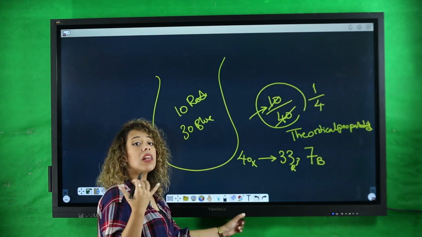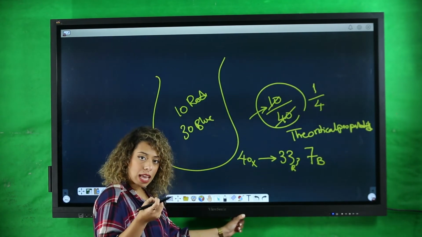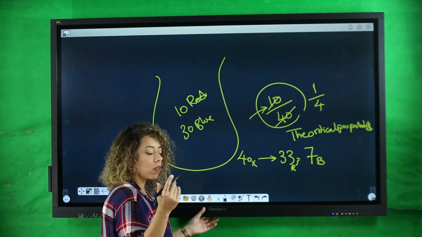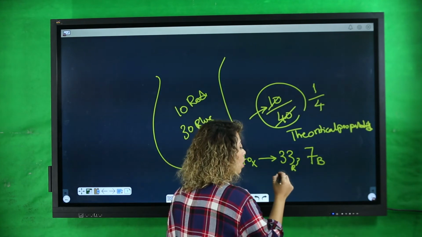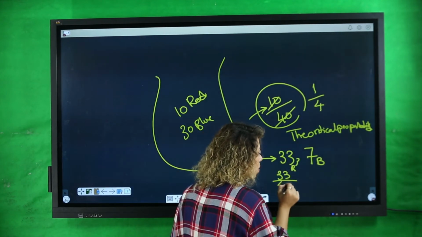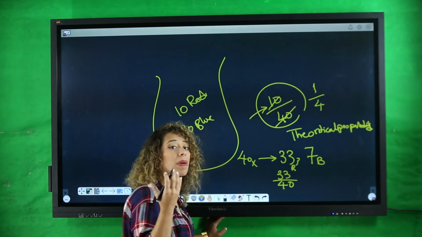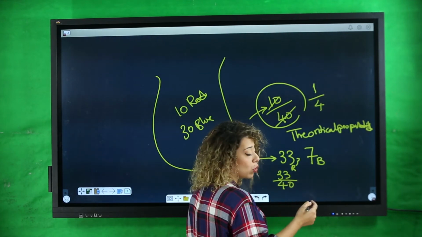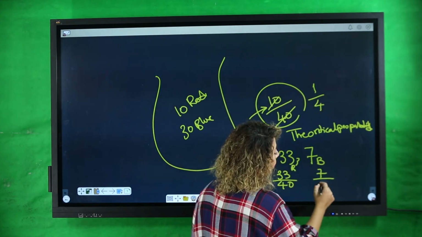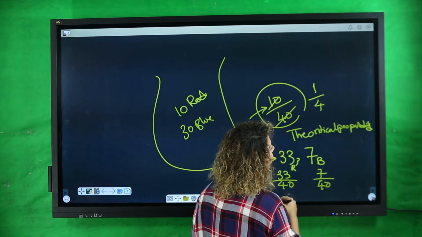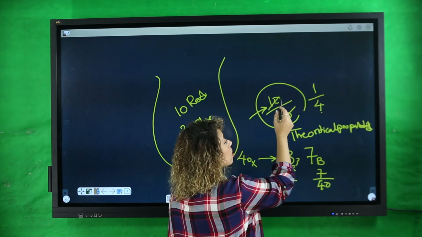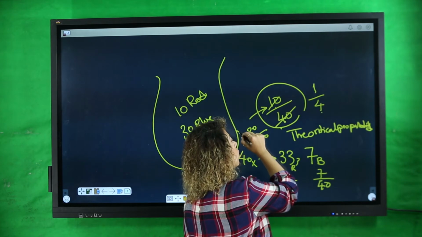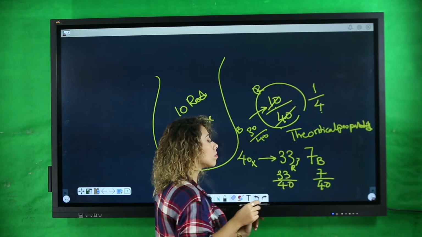So actually in real life as an experiment, I take it off and repeat, take it off and repeat, and so on. How many times did I get the red? 33 out of 40. This was my real experimental probability, that the red I got more than the blue, and I got 7 out of 40 for the blue. Unlike the expected ones, which was supposed to be 10 out of 40 for the red and 30 out of 40 for the blue.